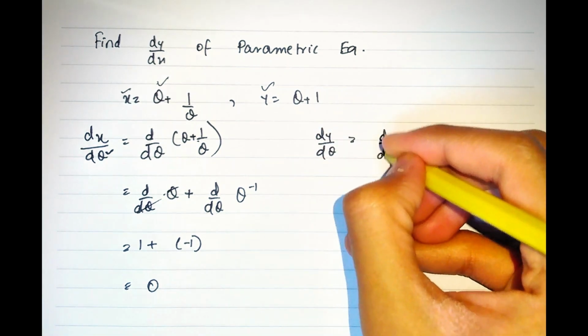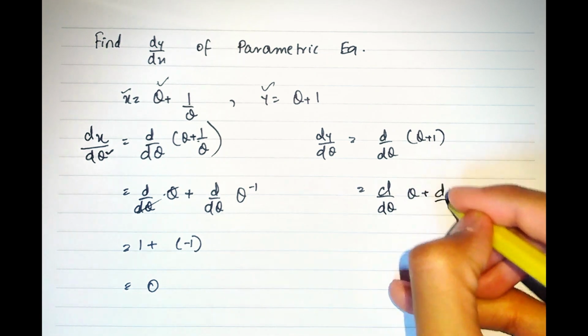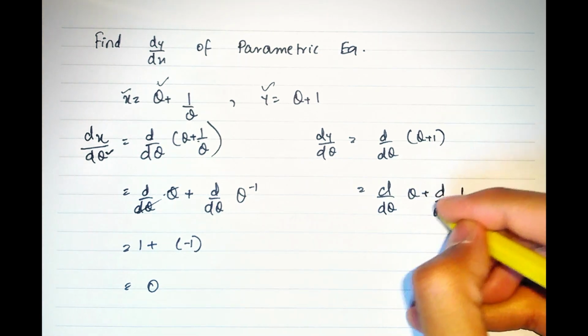Then let's just find the derivative of y with respect to theta. So d by d theta of theta plus 1, that is d by d theta of theta plus d by d theta of 1. This is a constant, and the derivative of any constant is equal to 0.